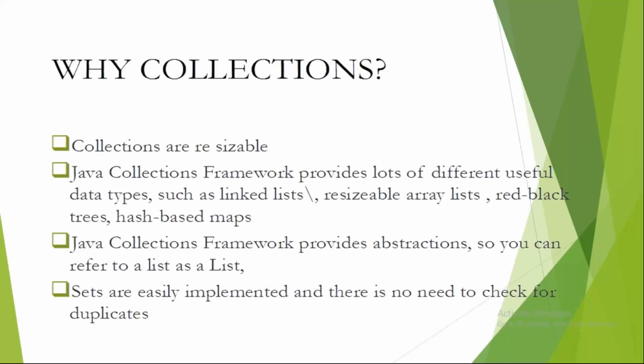This framework provides abstractions. So for example, we have different types of lists, say an array list and a linked list, and we don't want to be concerned about what type of list we have. So we can just refer to an array list as a list. If you know the inheritance concepts, we can say that list is the superclass, or list is an interface that array list implements.